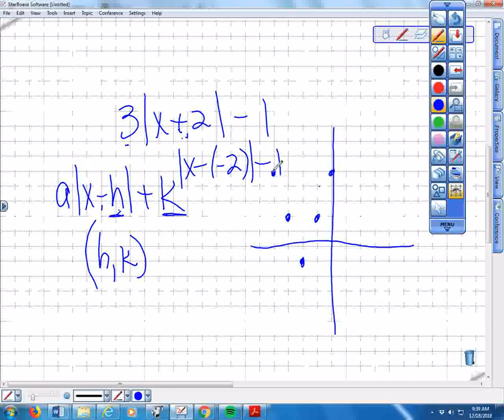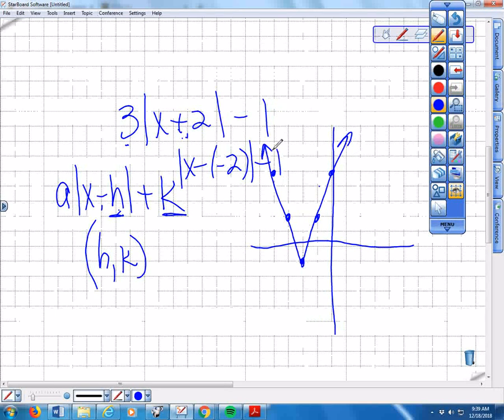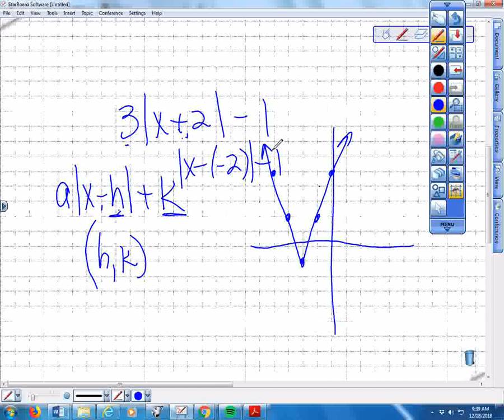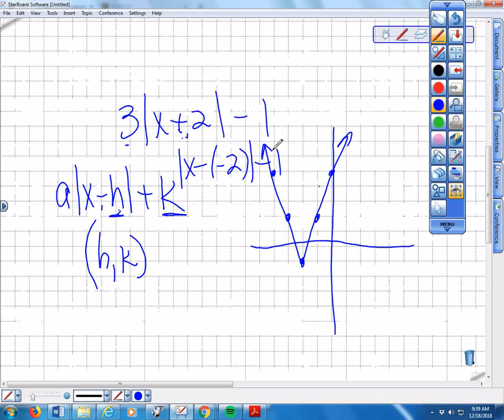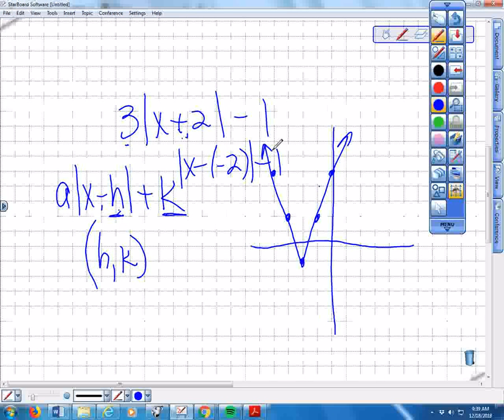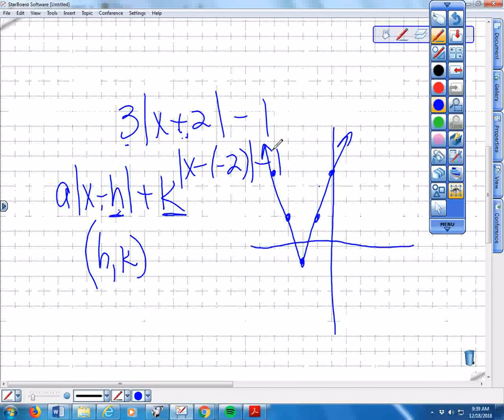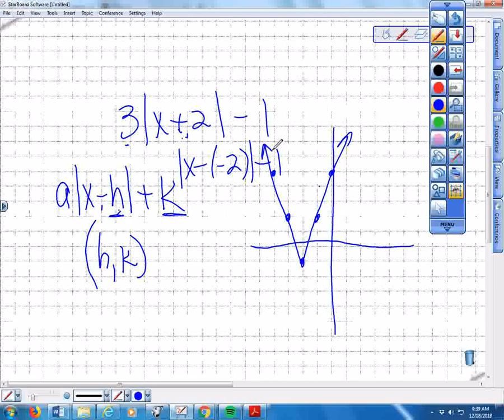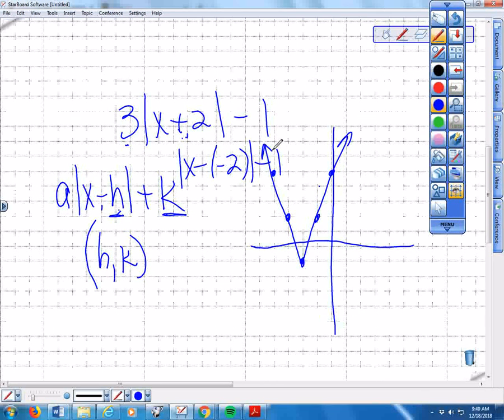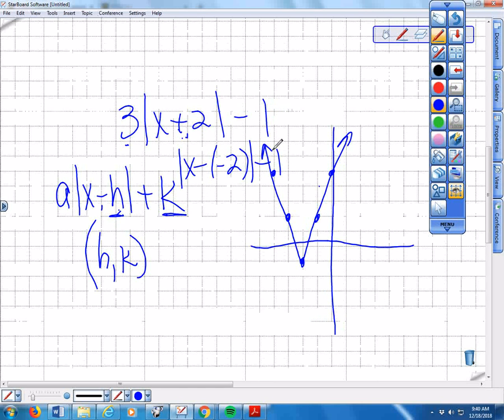That's a lot smaller V than the one yesterday. Well, the one yesterday had a fraction in front. The fraction squashes it down. The higher the number, the more of a sharp V it is. If it's greater than 1, it stretches it up. If it's less than 1, it squashes it down. I don't know how else to say that. Pushes it down. Okay?